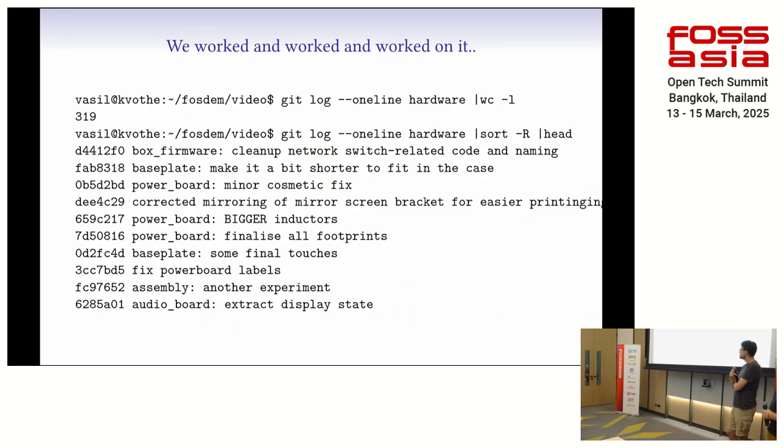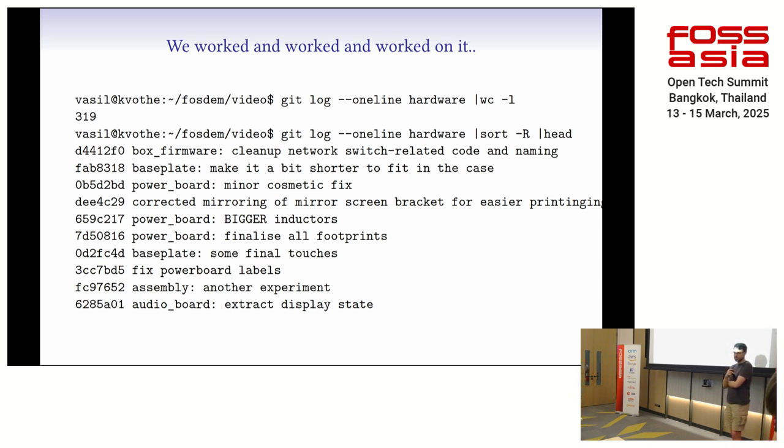And so we spent the summer working on it. So these are random commits from the repo. I just pulled some random commits, for example, bigger inductors for the power board. Or another experiment, or somewhere here I think was the base plate. So you see that there's a large metal plate underneath. It had to be a bit shorter to fit in the case. So there were back and forths for a while.